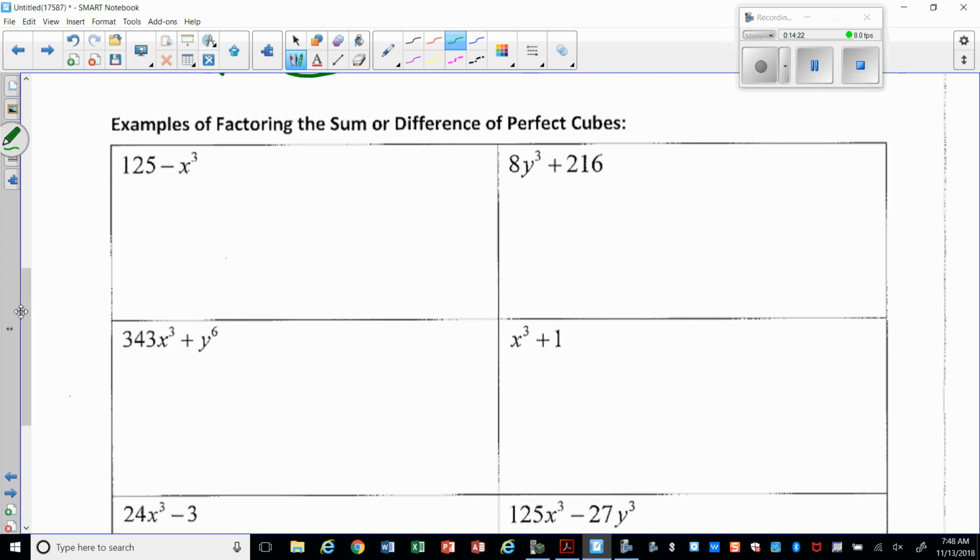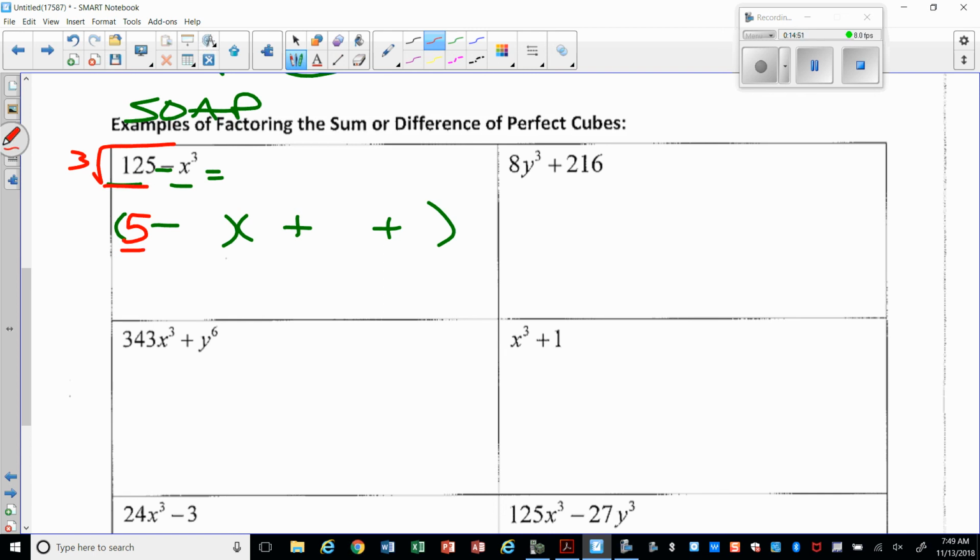numbers, some examples. So I've got a perfect cube and a perfect cube. So I know that that is going to equal a binomial times a trinomial. And I'm going to think SOAP. Right, so same, opposite, always positive. And then now I'm going to do the cubed root of each of these terms. So I'll do the cubed root of 125, which is 5. So that goes first. Since this term is first, this 5 goes first.